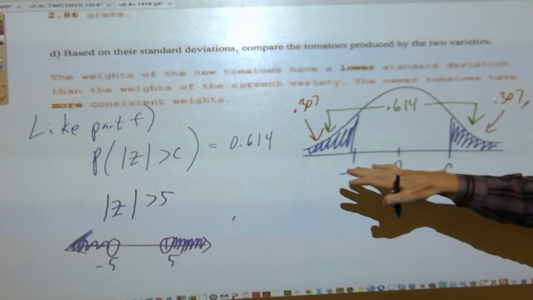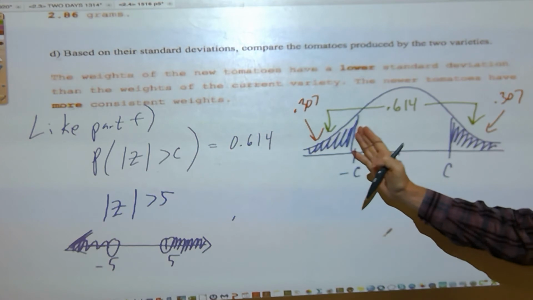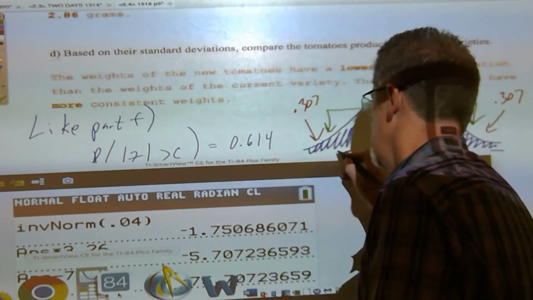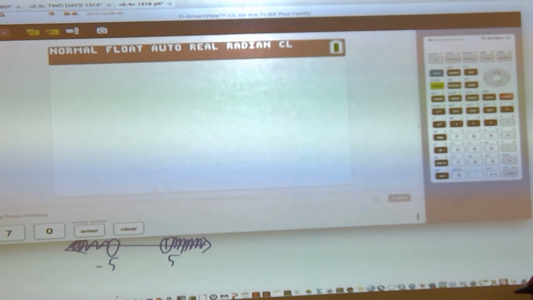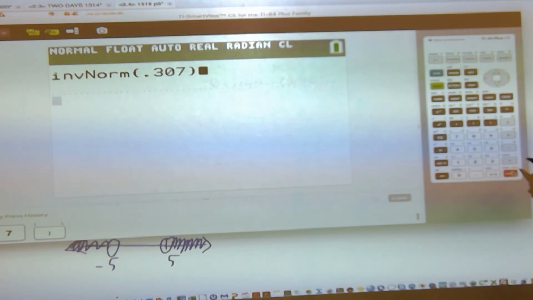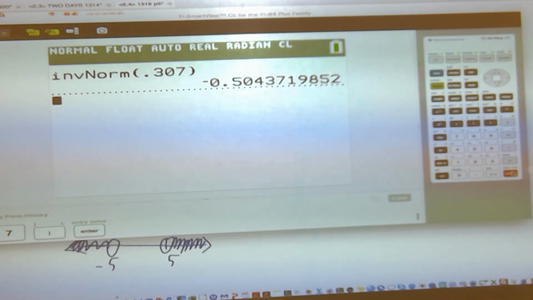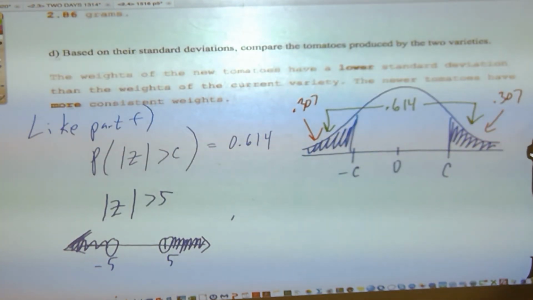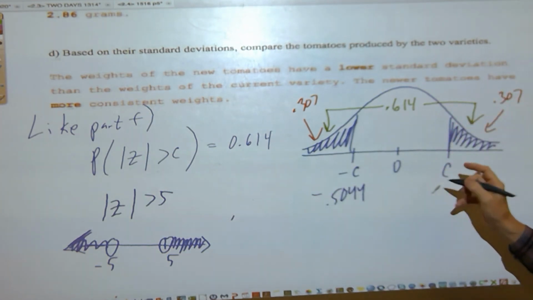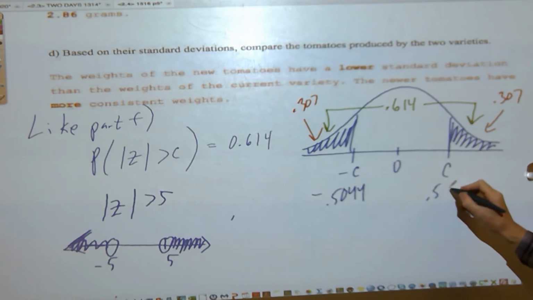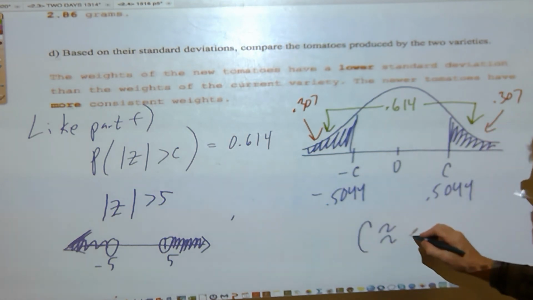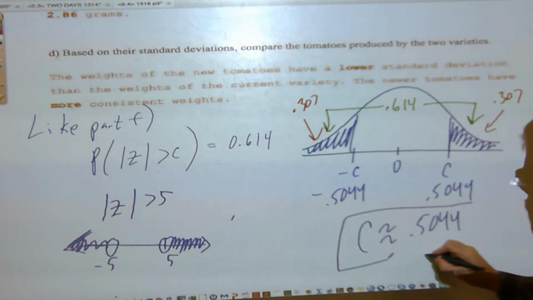So I think we can find -C by doing inverse normal of the left area, which is now revealed to be 0.307. So here we go. Inverse normal of 0.307 is -0.5044. So let's fill that in. -0.5044. And this would be positive by symmetry. I don't even have to go to the calculator. 0.5044. Therefore, the answer is C is approximately 0.5044. There you have it.